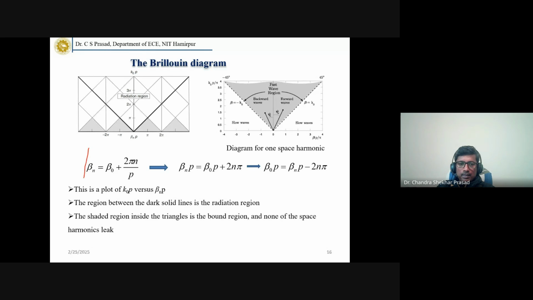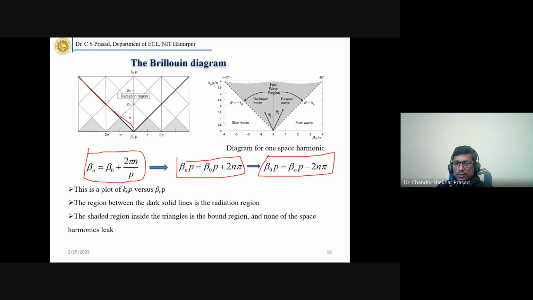Now we have this phase constant of the nth space harmonic, this relation. So we can do some mathematical manipulation and we can have this equation. Now, if you plot this equation, we'll have this type of graph.